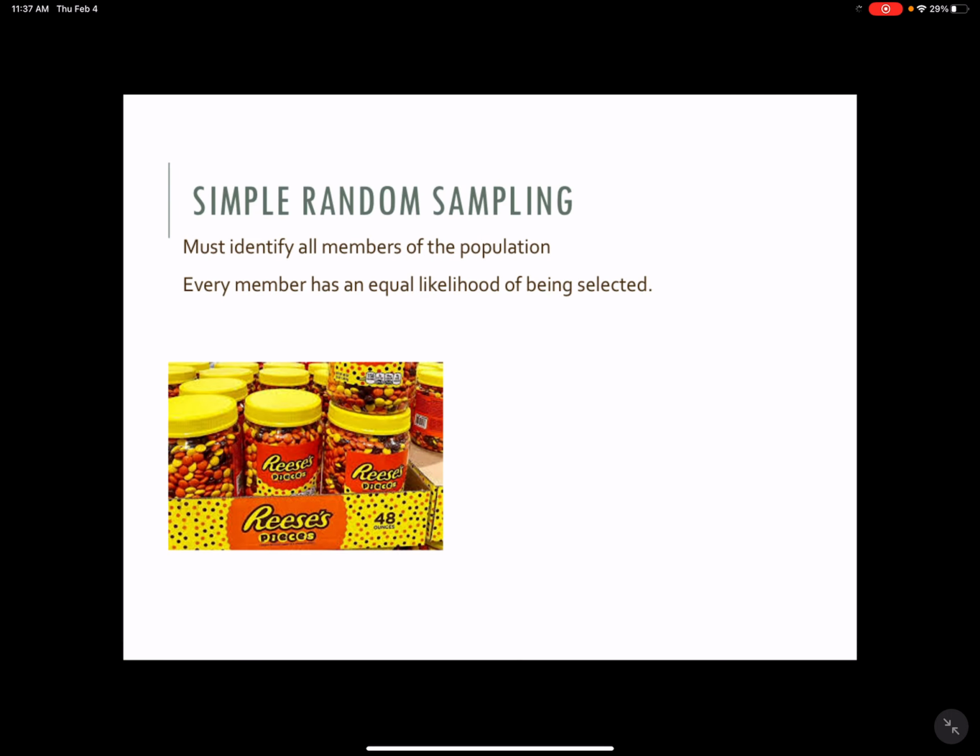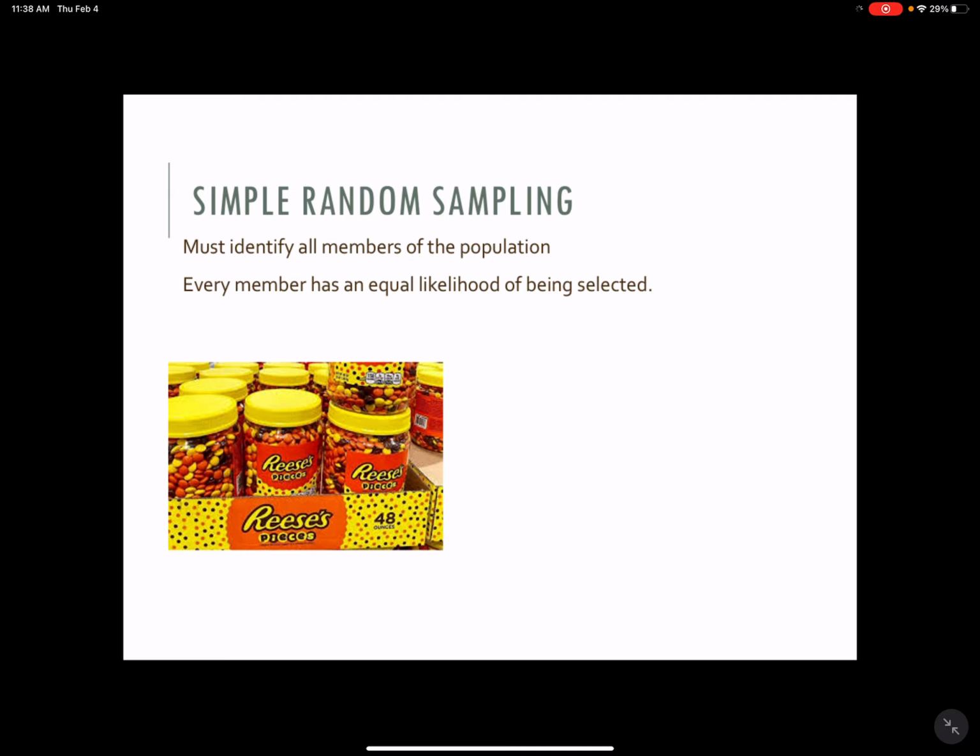So, the first type is called simple random sampling. In simple random sampling, you must identify all members of the population, so everybody has a chance to get involved, and every member has an equal likelihood of being selected. I'm going to give you two good examples of random sampling and one bad example of random sampling.